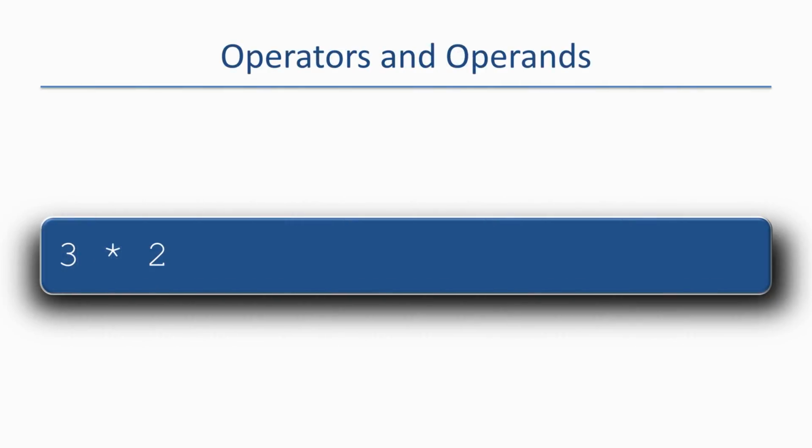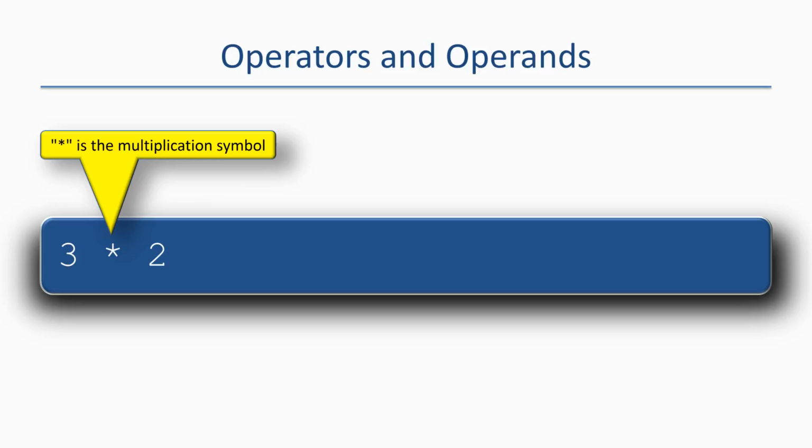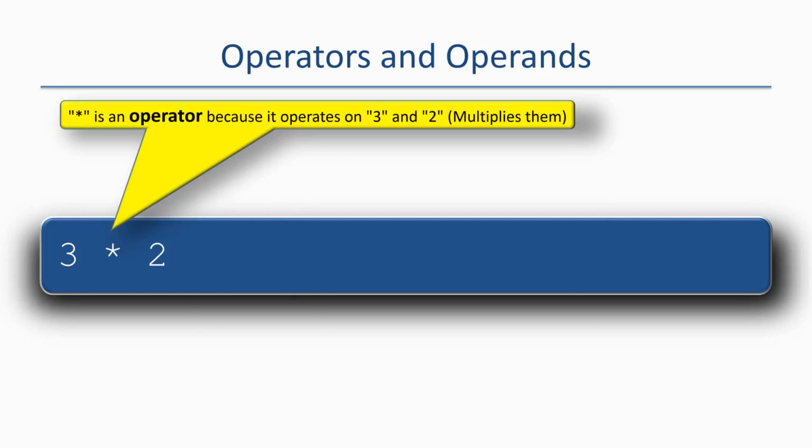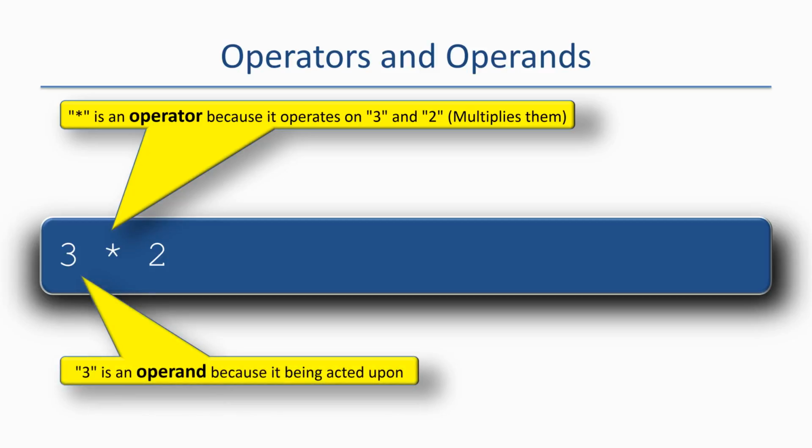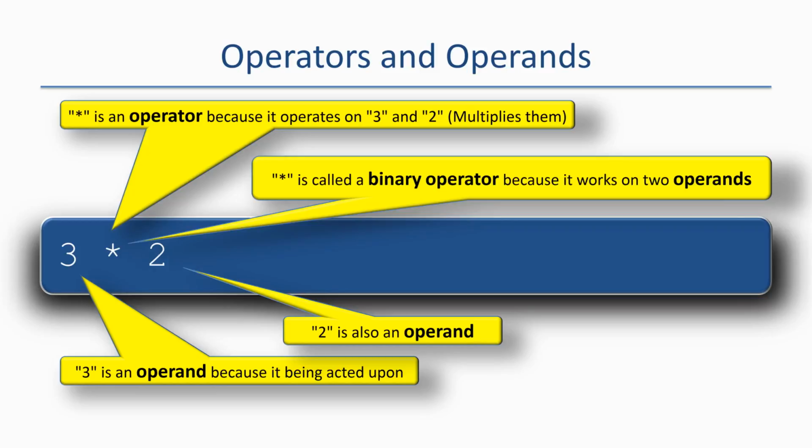In Python, when you write the expression 3 times 2, first of all, the asterisk is the multiplication symbol, and you're asking Python to multiply 3 by 2. Notice that this multiplication symbol is an operator because it operates on 3 and 2. That means that it basically takes them and multiplies them together. Second, 3 is called an operand because it is being acted upon. And of course 2 is also another operand. And last, the asterisk is called a binary operator because it works on 2 operands.